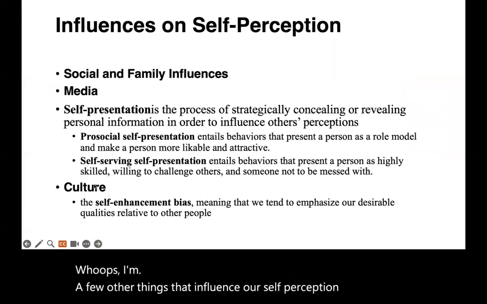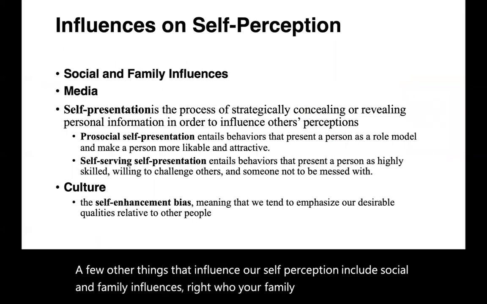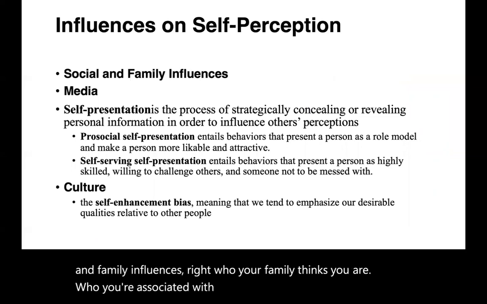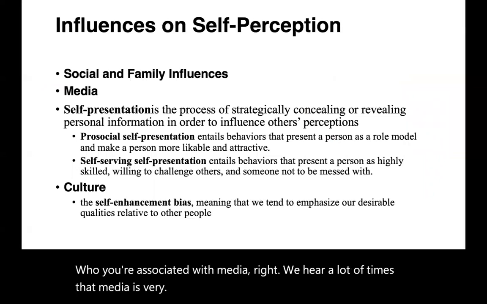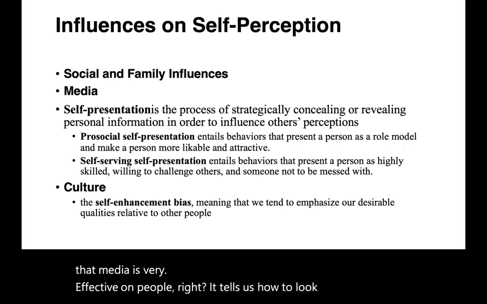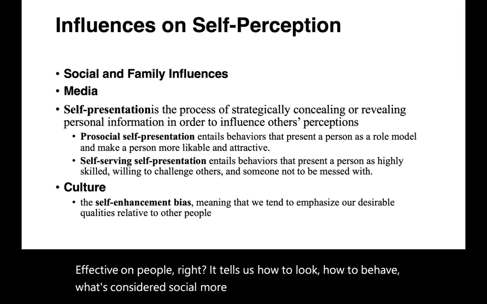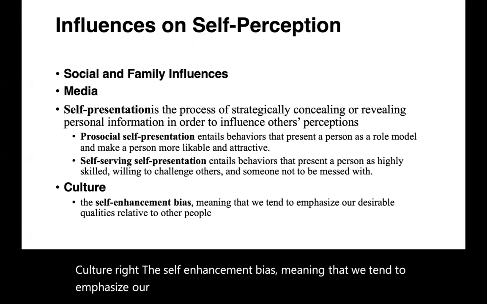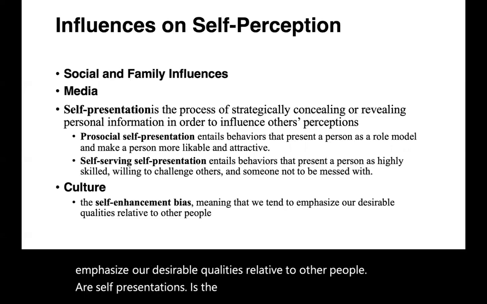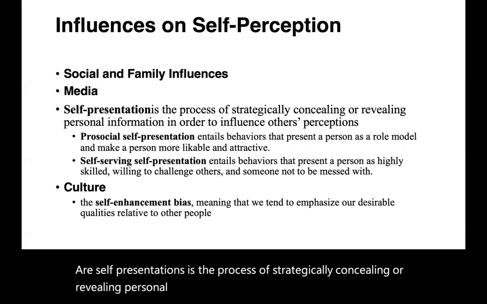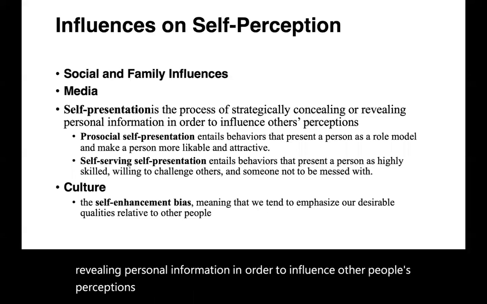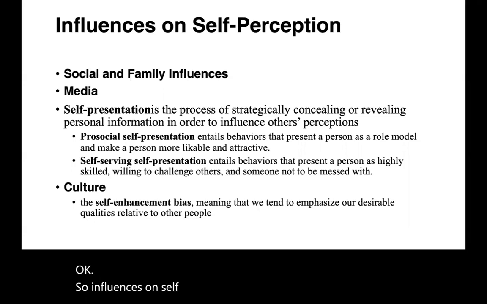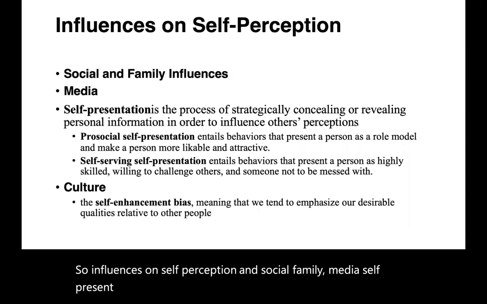A few other things that influence our self-perception include social and family influences, right? Who your family thinks you are, who you're associated with. Media, right? We hear a lot of times that media is very effective on people, right? It tells us how to look, how to behave, what's considered social norms. Culture, right? The self-enhancement bias, meaning that we tend to emphasize our desirable qualities relative to other people. Our self-presentation is the process of strategically concealing or revealing personal information in order to influence other people's perceptions. Okay. So influences on self-perception include social, family, media, self-presentation, culture, right?